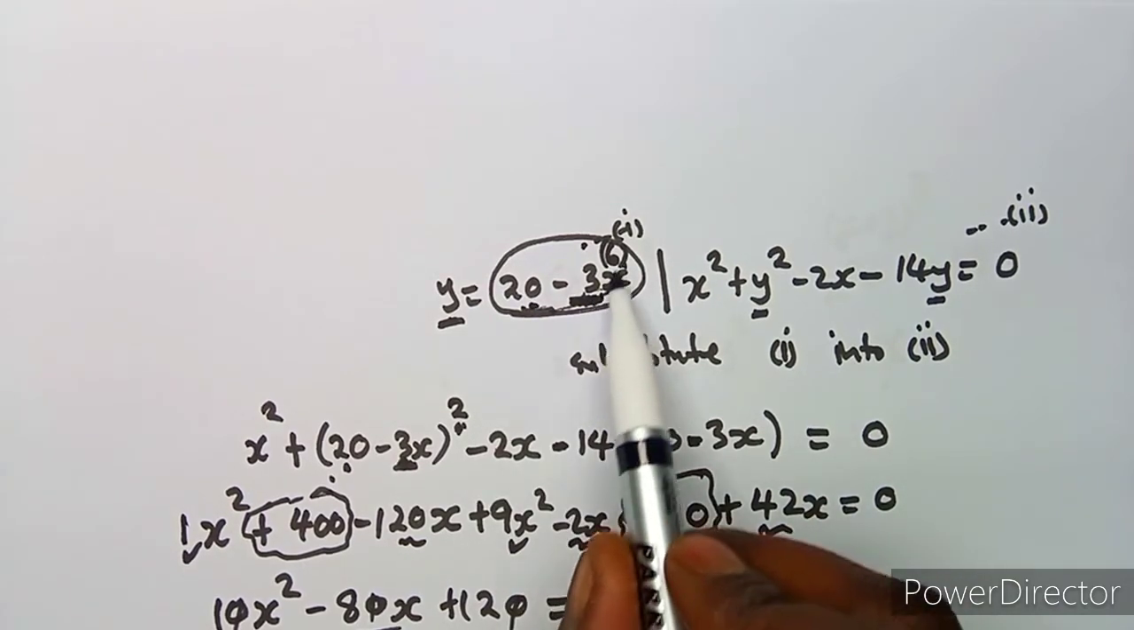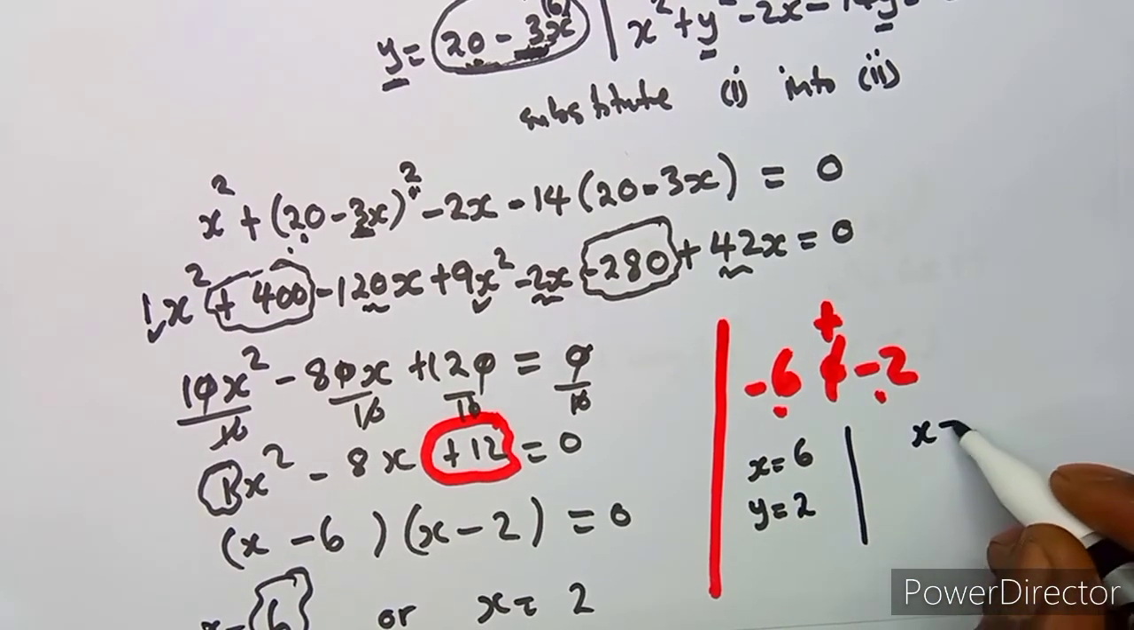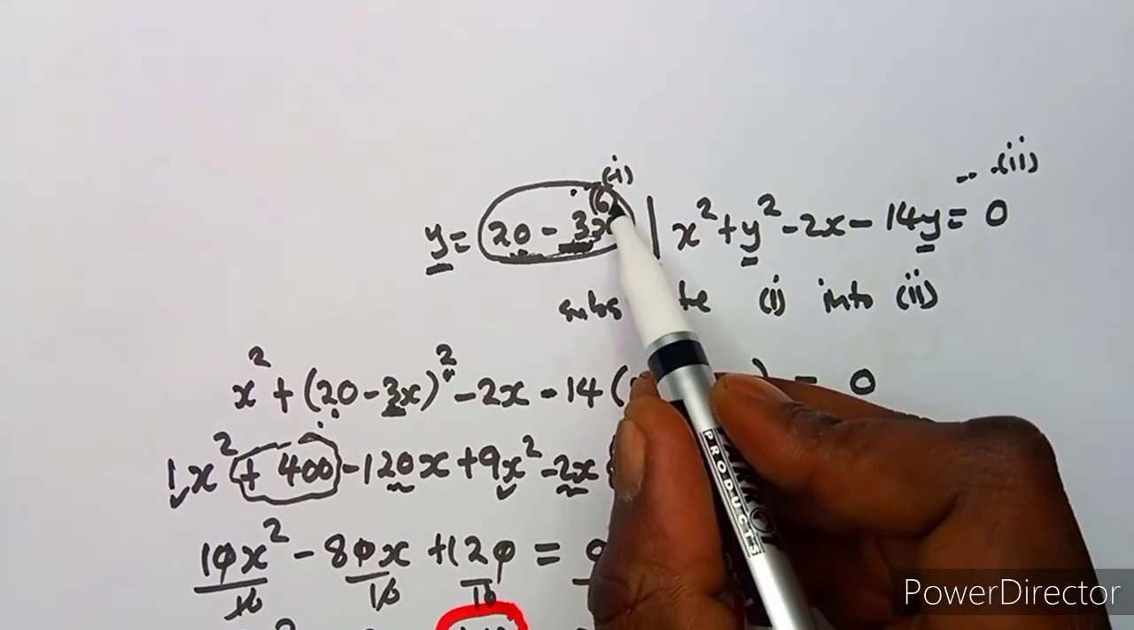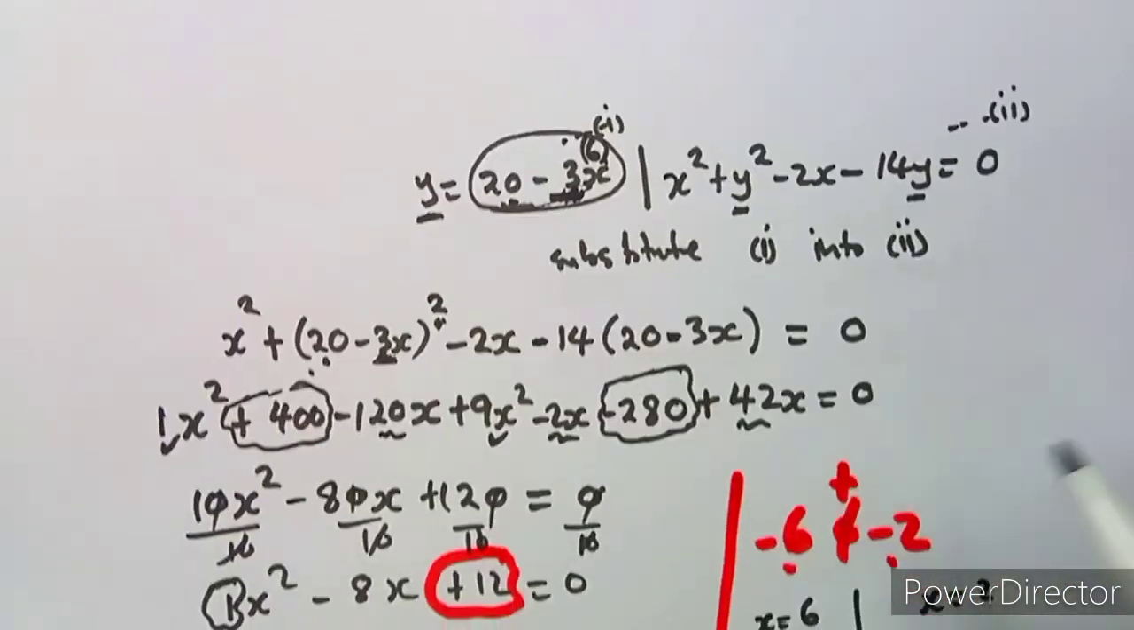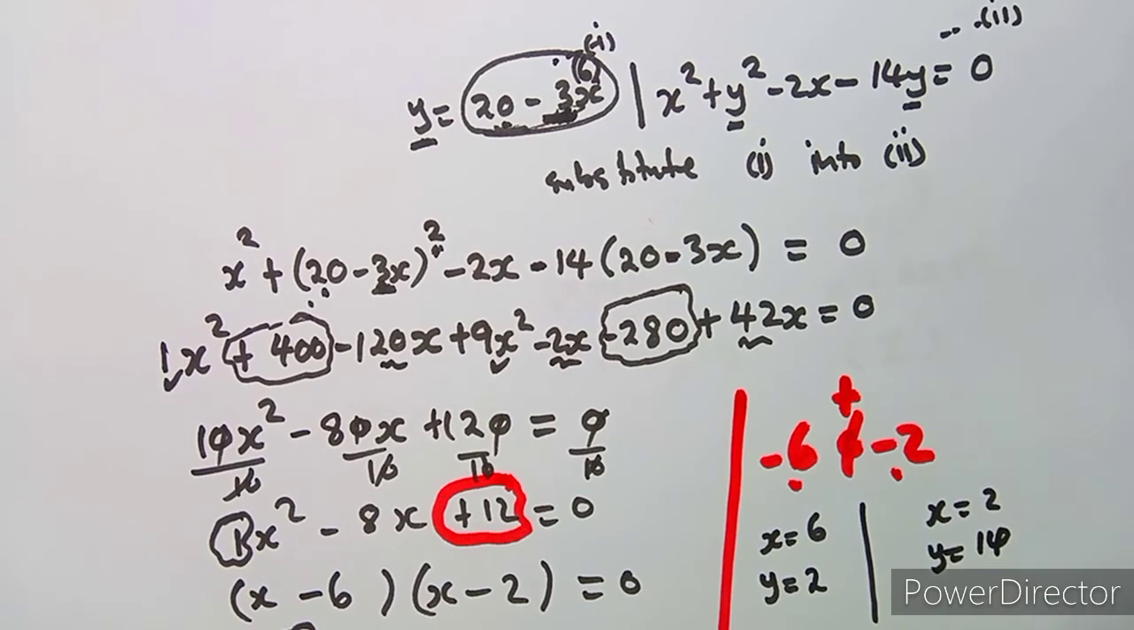So it's 20 minus what? 18, which is 2. So y is going to be 2. When x is equivalent to 2, substitute here. That's 2 times, which is 6 minus from which is 14. Y is equivalent to 14. Just substitute, guys, and obtain your values.